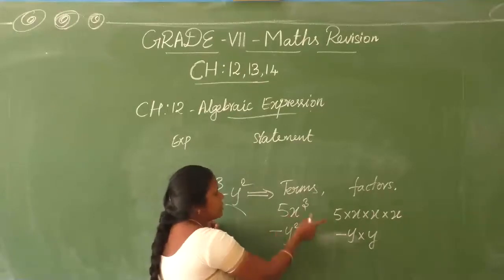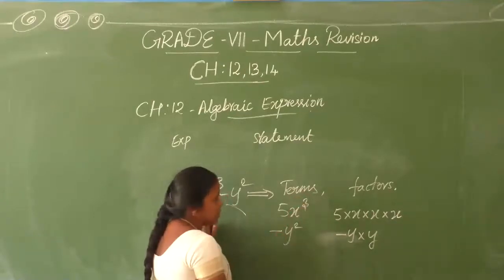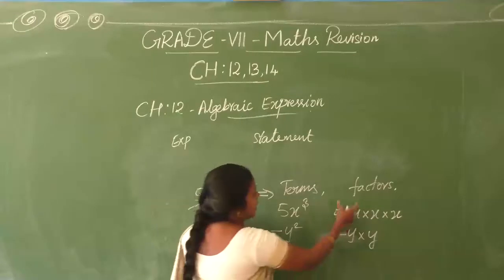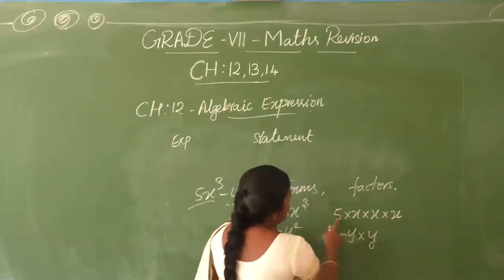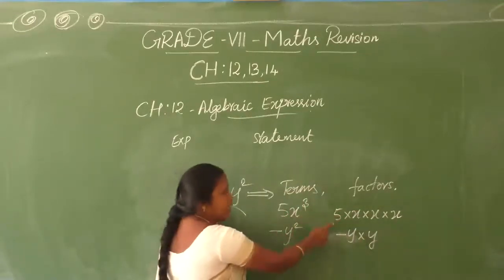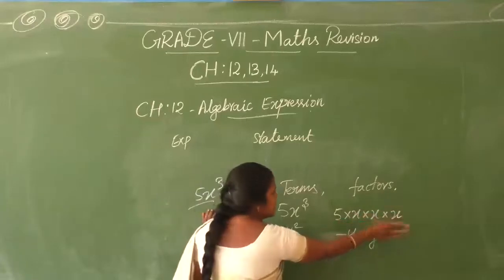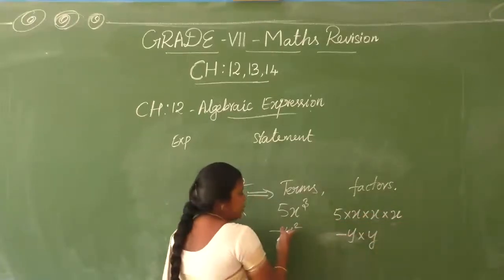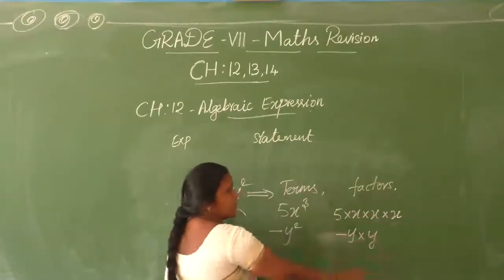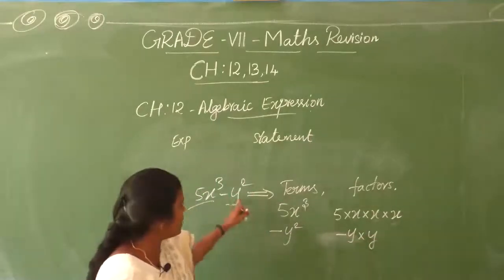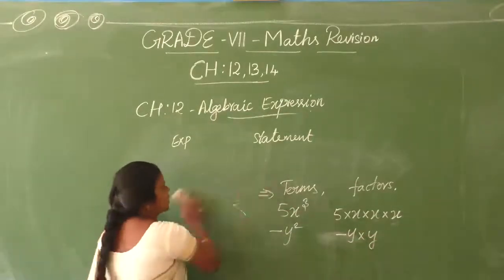5 is the coefficient of the term 5x cube. Clear? Factors means the split, right. What are the factors of 5x cube? 5 comma x comma x comma x. Minus y square means minus 1 comma y comma y, like that. So identify the terms and the factors in the given expression.